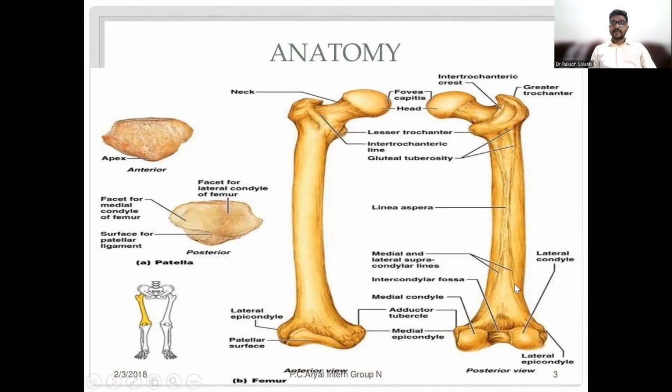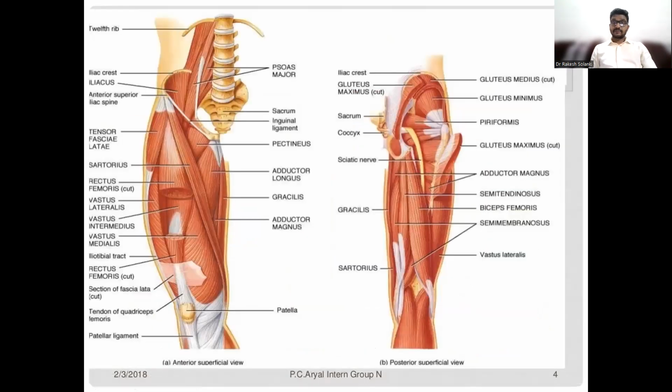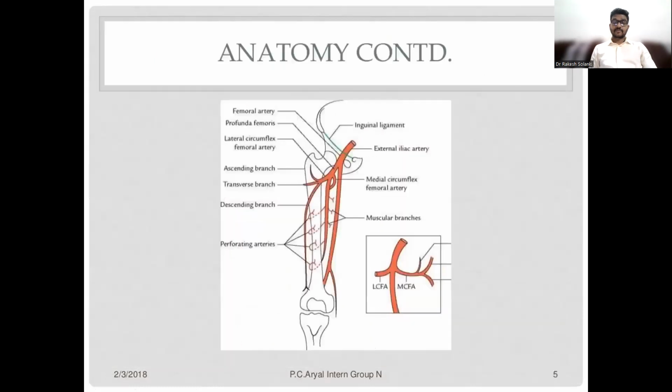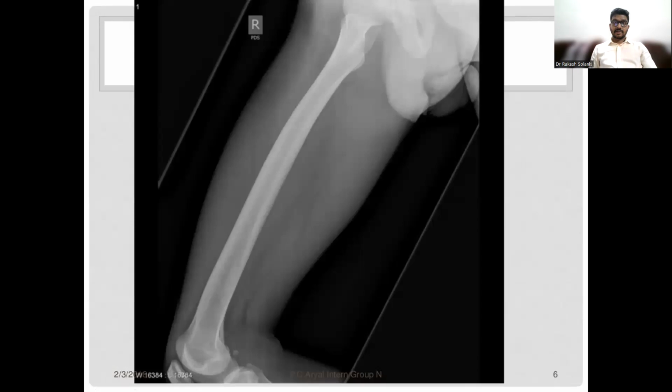medial and lateral lip. It is more rough on posterior aspect along the midline. These are the various muscle attachment over the femur. This is a normal X-ray of the femur, full length from femoral head to distal femoral condyle.